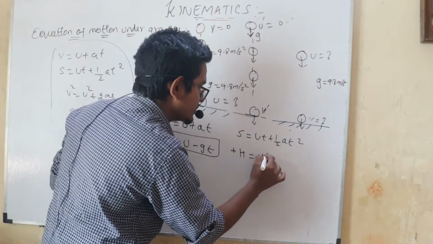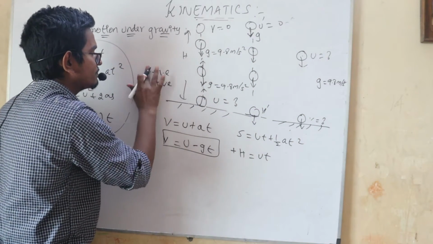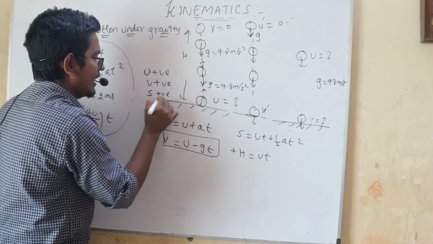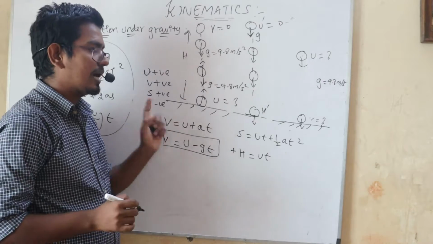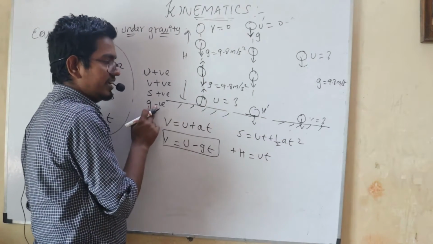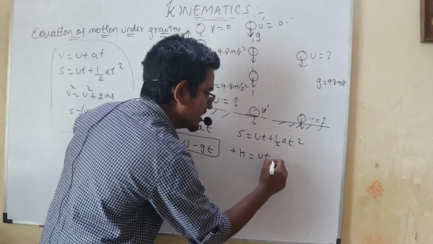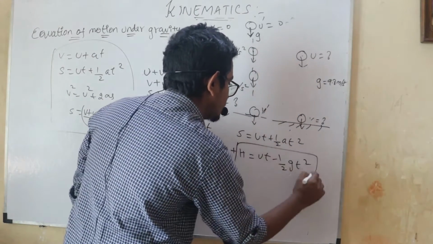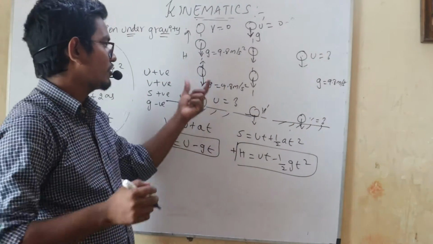U is positive, V is positive, S is positive, and G is negative. So I wrote here all the signs. I just have to apply these signs here. So A is G, and it is negative, so it is minus G. Minus into plus is minus, so H is equal to UT minus half GT square, which is my second equation for this motion.